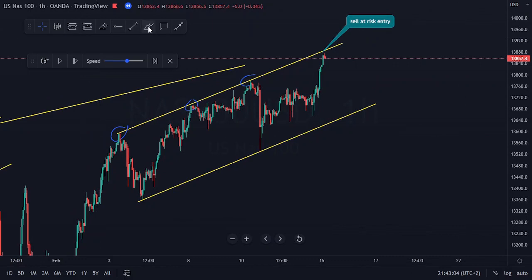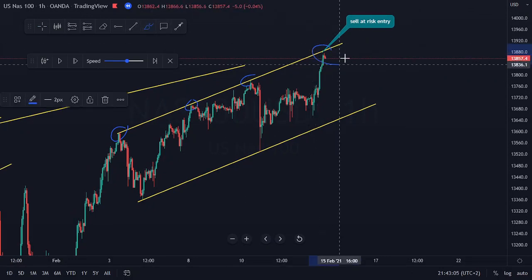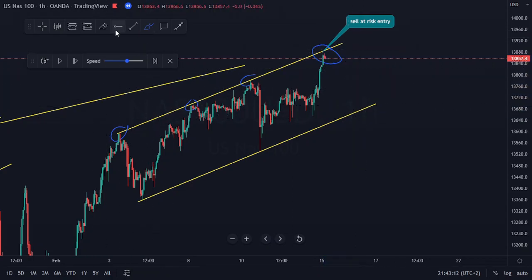So the confirmation would be if the market slows here in momentum and then gives us a little bit of a correction, then I would take it to the downside. So that is how I would. That is intricate criteria, though.